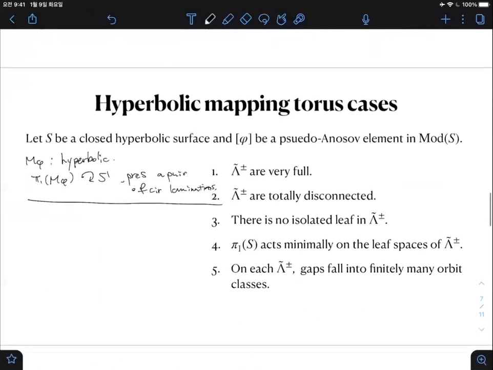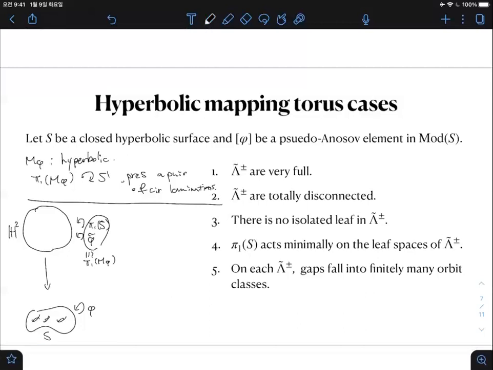So here is our surface S. And then there is a homeomorphism, the pseudo-Anosov map phi. And then let's think about the universal cover H2. So the deck transformation acts on H2, and the lifting of phi, any lifting phi tilde, acts on H2, and these two things generate a subgroup which is isomorphic to pi1 of the mapping torus, the mapping torus group.